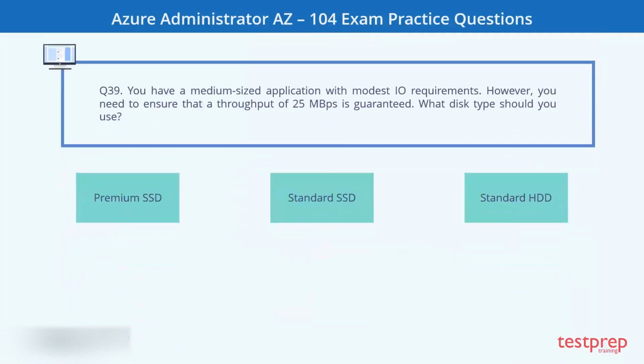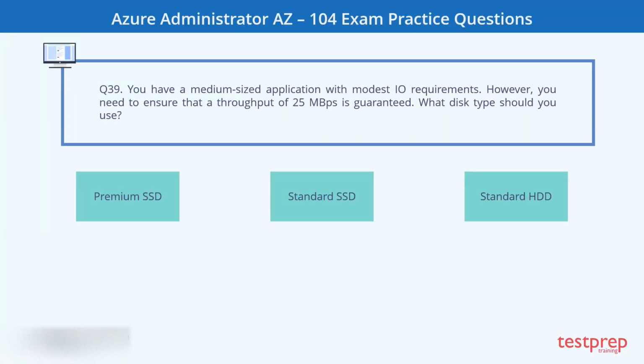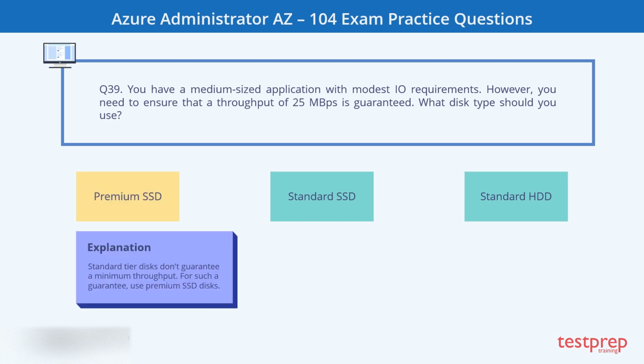Question 39. You have a medium-sized application with modest I/O requirements. However, you need to ensure that a throughput of 25 MB per second is guaranteed. What disk type should you use? 1. Premium SSD. 2. Standard SSD. 3. Standard HDD. The correct choice will be Premium SSD. Standard tier disks don't guarantee a minimum throughput. For such a guarantee, use Premium SSD disks.